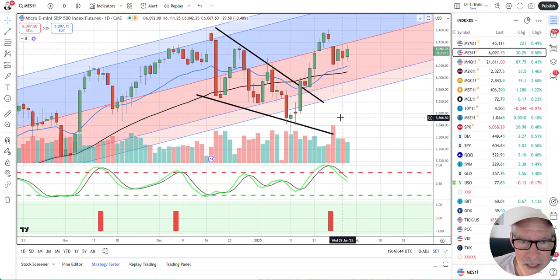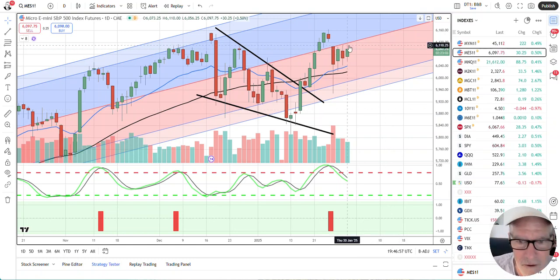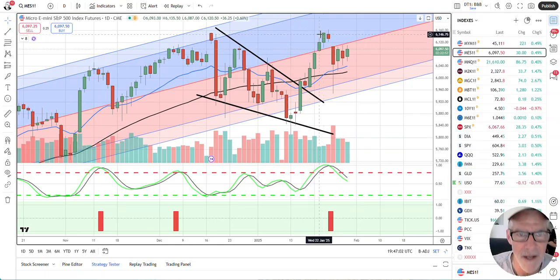The other one you want to pay attention to is the inside day bars at the top of an uptrend or down at the bottom of a downtrend. But this was a classic reversal bar, and it was a beautiful one, and it triggered a very nice 2-week rally off the lows all the way up to test the all-time highs.